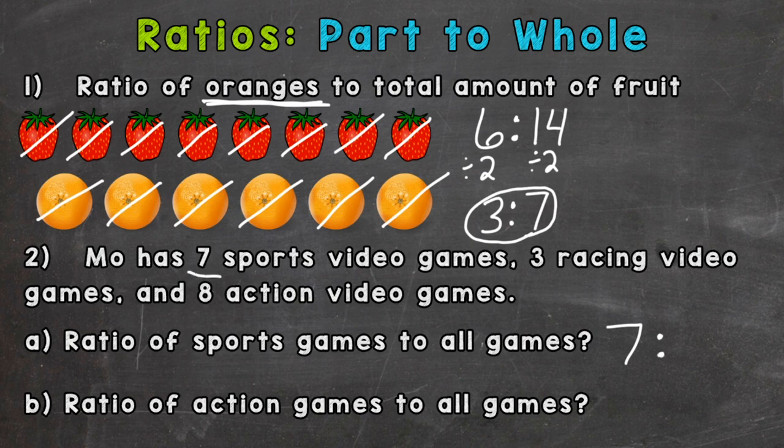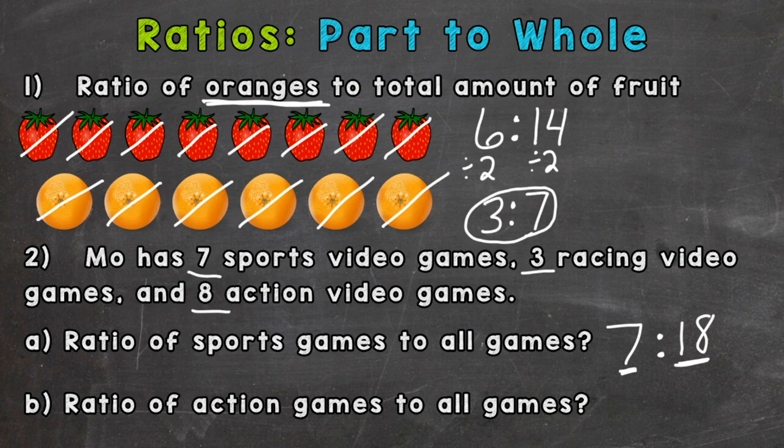So 7 sports games plus 3 racing games plus 8 action games gives us a total of 18 games. So our part is the sports games, and our whole is the whole group of 18 video games. So 7 to 18. The only common factor between 7 and 18 is 1, so that ratio is simplified. So let's take a look at part B.